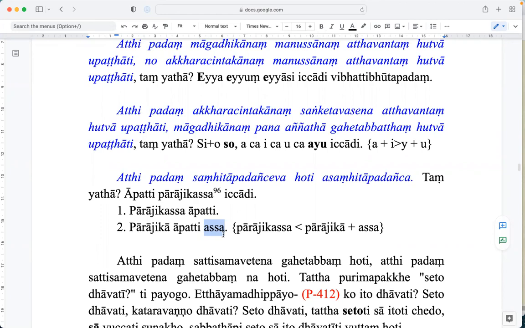There will be Barajika Abadi to him if he commits so. So it's not like apatti is the subject and parajika is the complement, you know. I mean, in the second explanation, the asa is like a verb, right? It's to be, right? So can we take it like apatti is the subject and the parajika is the complement? So the offense would be parajika to him.